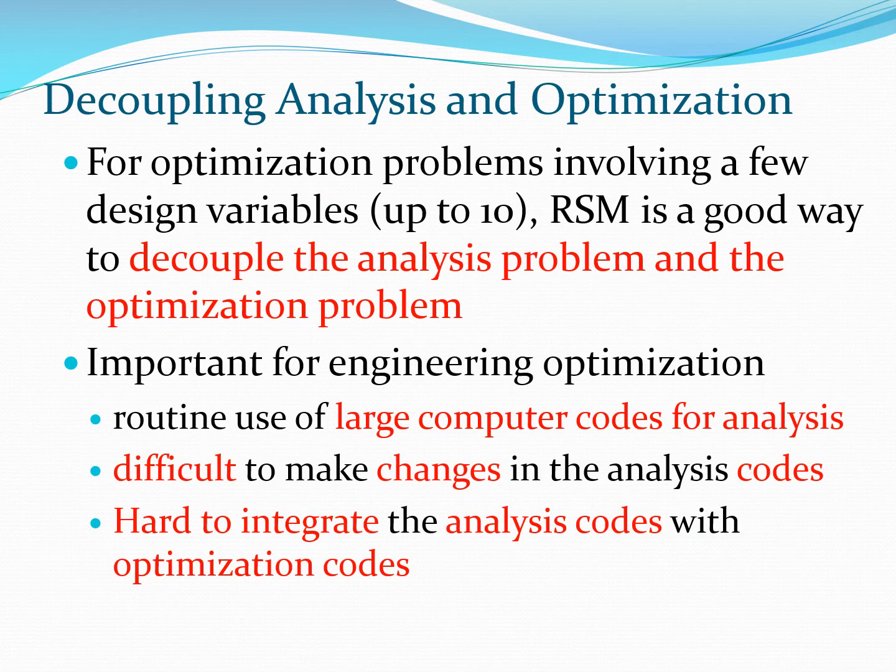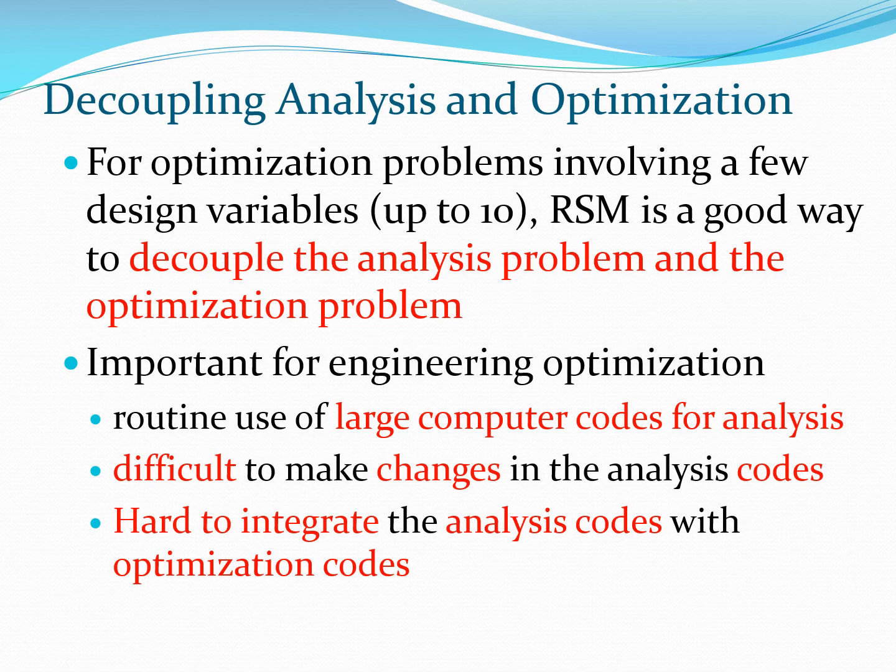But we can say that if you have a problem with 10 design variables or less, response surface method is a very good approach. One of the strengths of this method is that it essentially decouples the analysis problem and the optimization problem. This is particularly important in the company or industry setting where large computer codes are routinely used for calculation. These codes may be based on computational fluid dynamics or structural methods and so on.